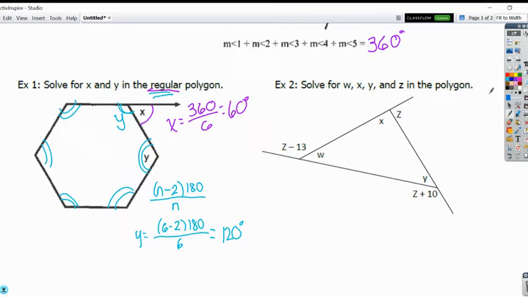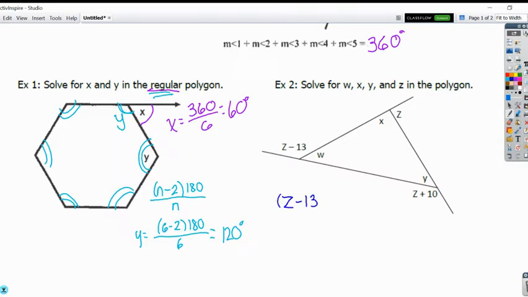So when we take a look at example 2 then, we got lots of variables to find. We're going to look for w, x, y, and z in this polygon. So I begin looking for where I have my repeated variables, right? W only shows up once, but I do have a lot of z's. All of my z's are exterior angles. So we're going to use that for our sum.